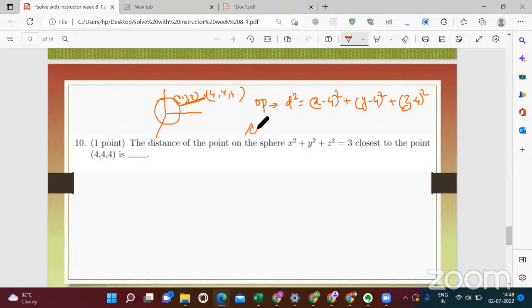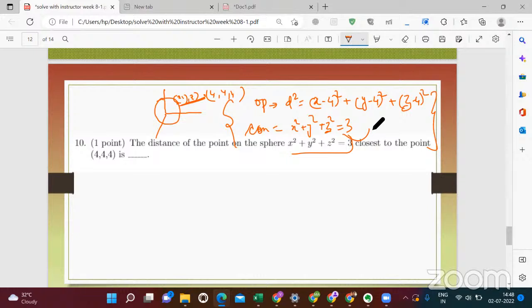And the constraint equation is this one. This is the sphere, so x square plus y square plus z square equals 3, because all the points will lie on this equation only. So this is our constraint. All the points should be on the sphere itself, because we have to calculate the minimum distance from the sphere to that point. Okay, this is clear, right? So the optimization problem and the constraint. If I have this equality form of constraint equation, we can use the Lagrange multiplier, right?